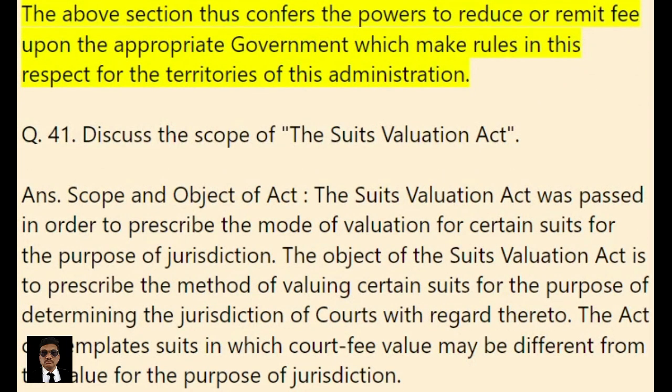The above section thus confers the power to reduce or remit fee upon the appropriate government, which makes rules in this respect for the territories of its administration.